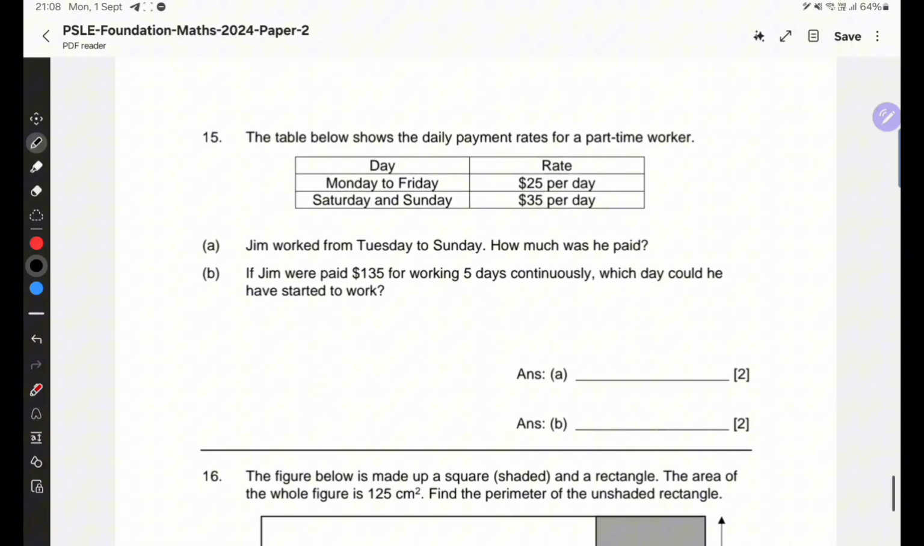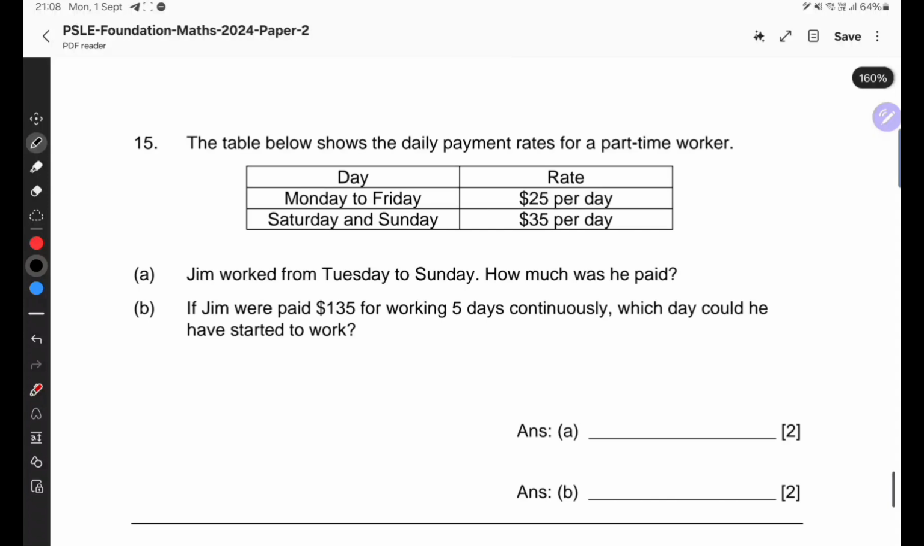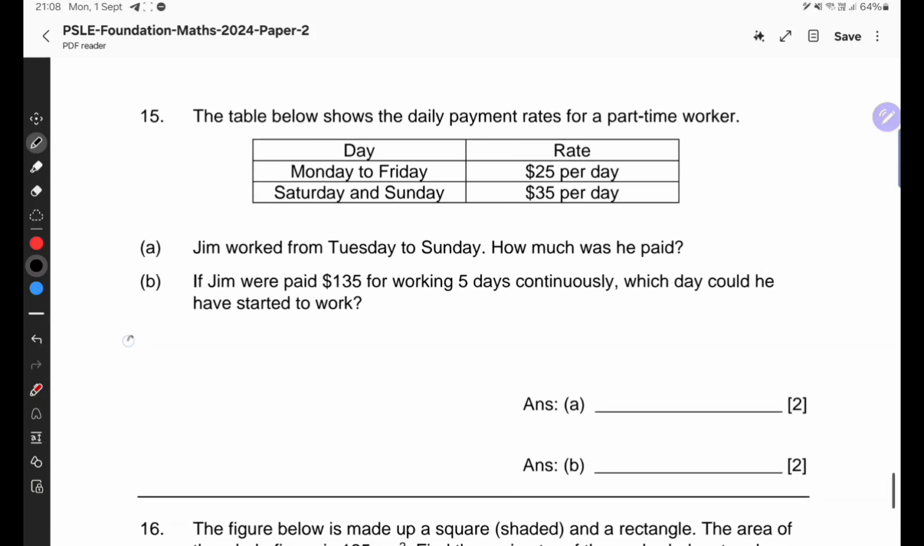Okay, question 15. The table below shows the daily payment rates for a part-time worker. Okay, so Monday to Friday is $25 per day, Saturday and Sunday is $35 per day. Jim worked from Tuesday to Sunday. How much was he paid?